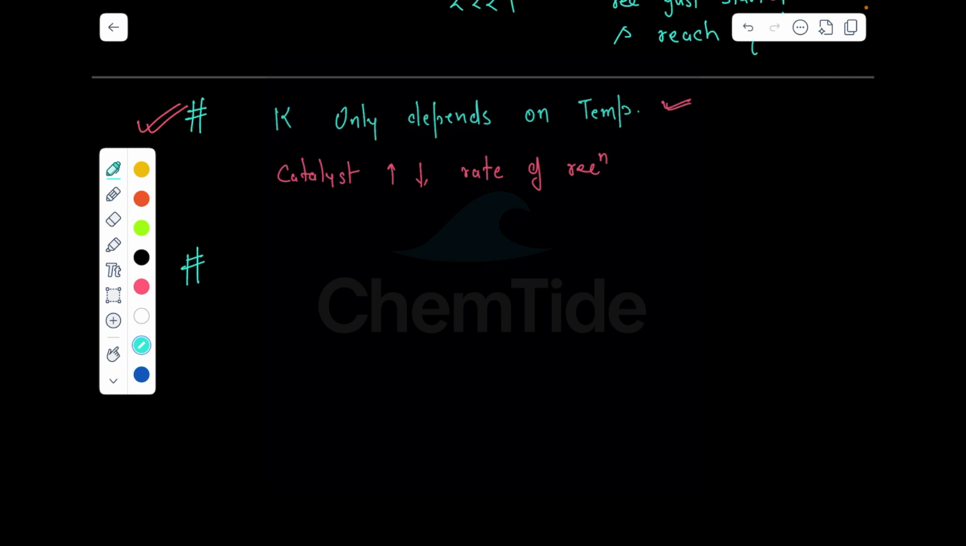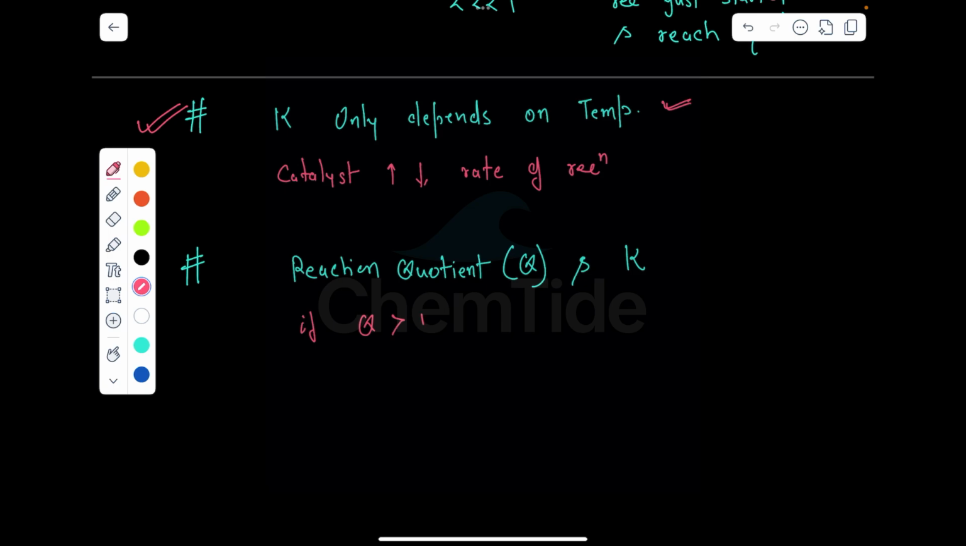Reaction quotient, we have the reaction quotient Q. If Q is greater than K, it means the reaction goes in the backward direction, because at the K value Gibbs free energy is negative. So for reaction quotient Q and K, if Q is greater than K, the reaction goes backward.